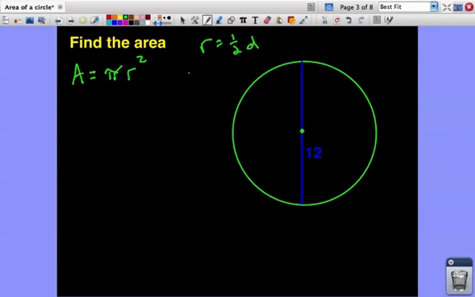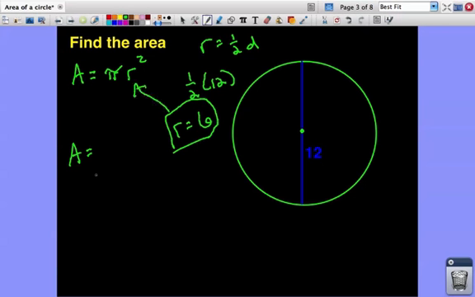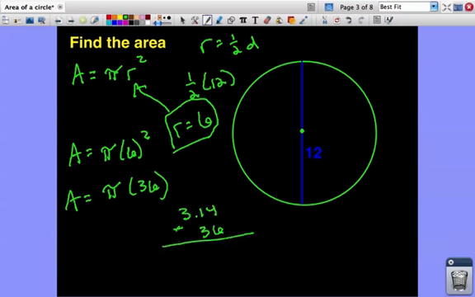So I need to figure out what half of 12 is. And most of us should know that that means our radius is equal to 6. So now I can go back to my formula, plug in my r, and solve the problem. So pi times 6 squared. Now 6 squared is the same thing as 6 times 6, so the area is equal to pi times 36. And now I would just multiply 3.14 times 36.